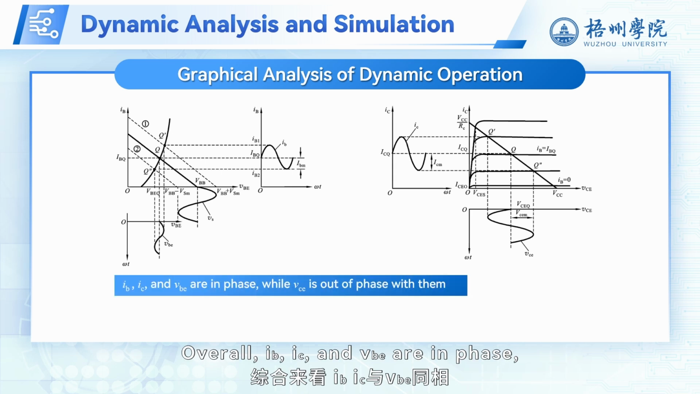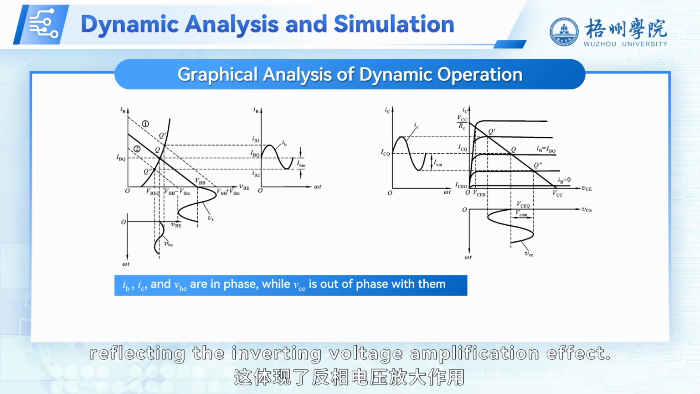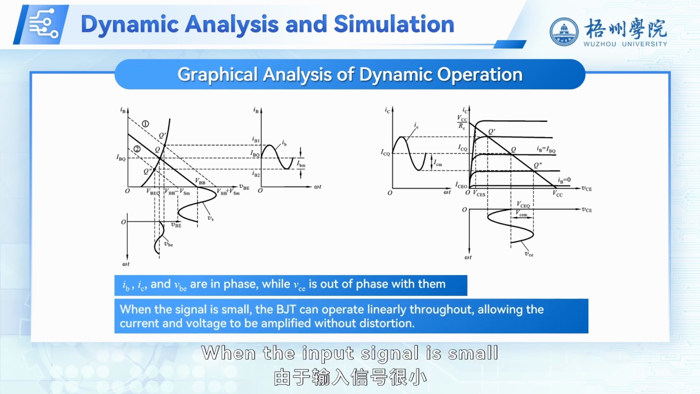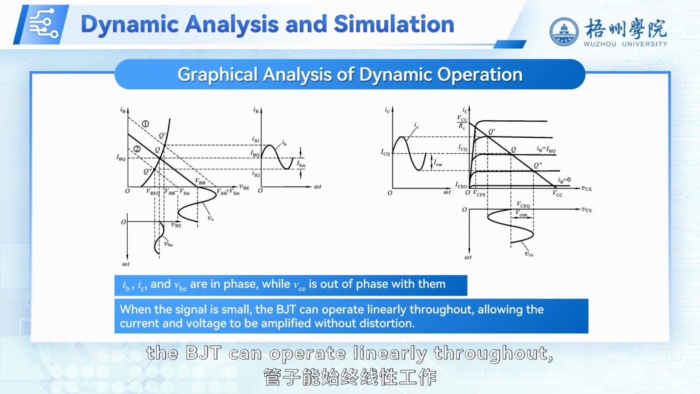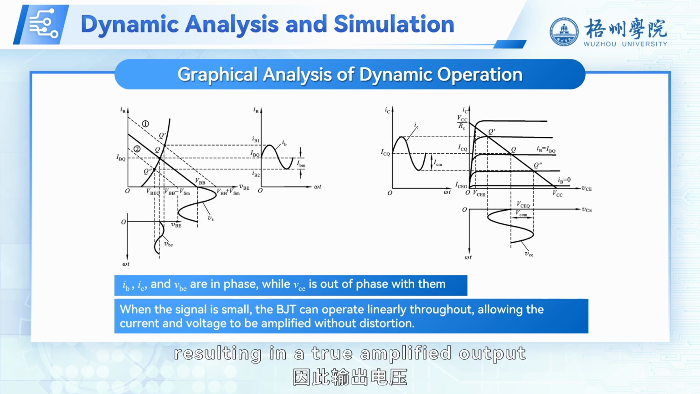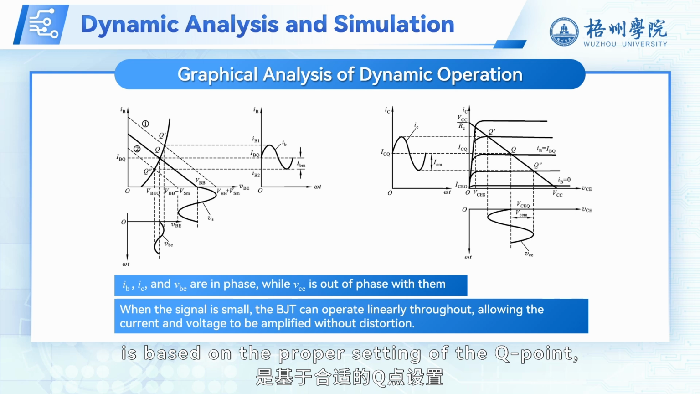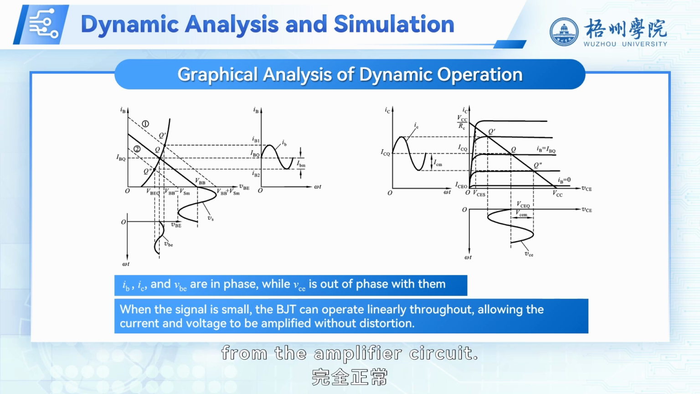Overall, IB, IC, and VB are in phase, while VC is out of phase with them, reflecting the inverting voltage amplification effect. When the input signal is small and the quiescent operating point is near the midpoint of the load line, the bipolar junction transistor can operate linearly throughout, with ample variation range, resulting in a true amplified output, without distortion. The above analysis is based on the proper setting of the Q point, producing a fully normal output waveform from the amplifier circuit.